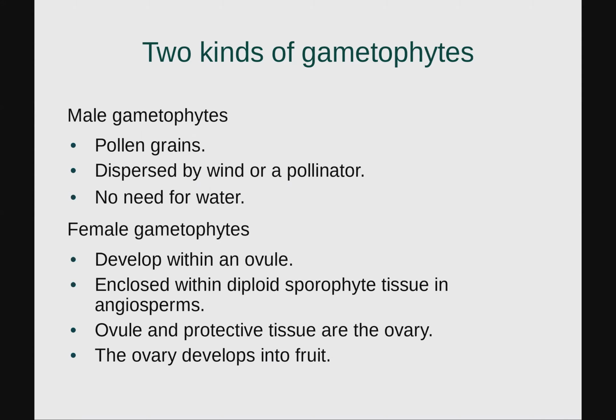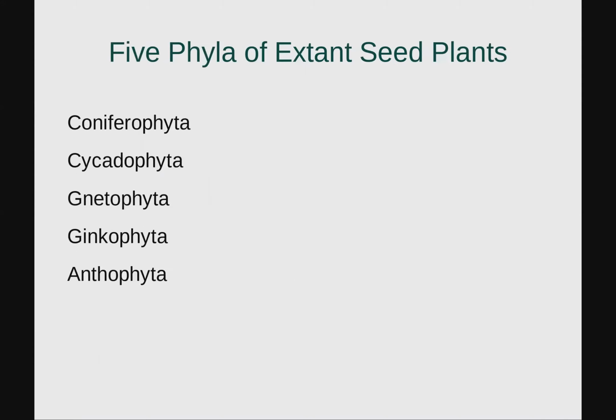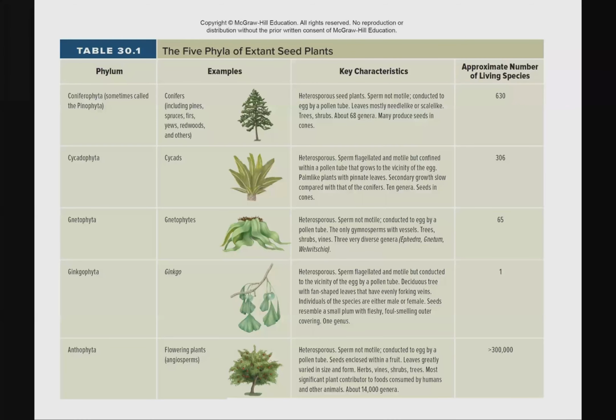And so within our seeded plants, so our vascular plants that are seeded, there are 5 distinct phyla: the Coniferophyta, the Cycadophyta, the Gnetophyta, the Ginkgophyta, and the Anthophyta. And we're going to talk about all 5 of these because they're pretty cool. Now, we'll talk about the conifers first.